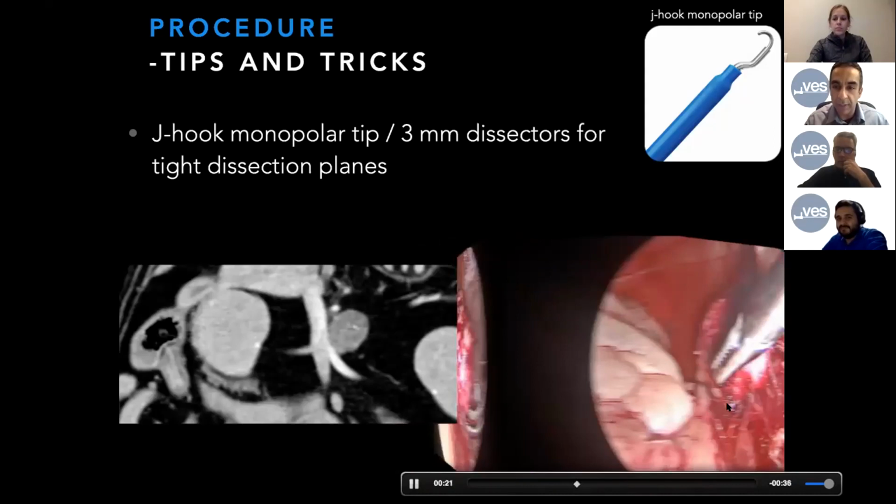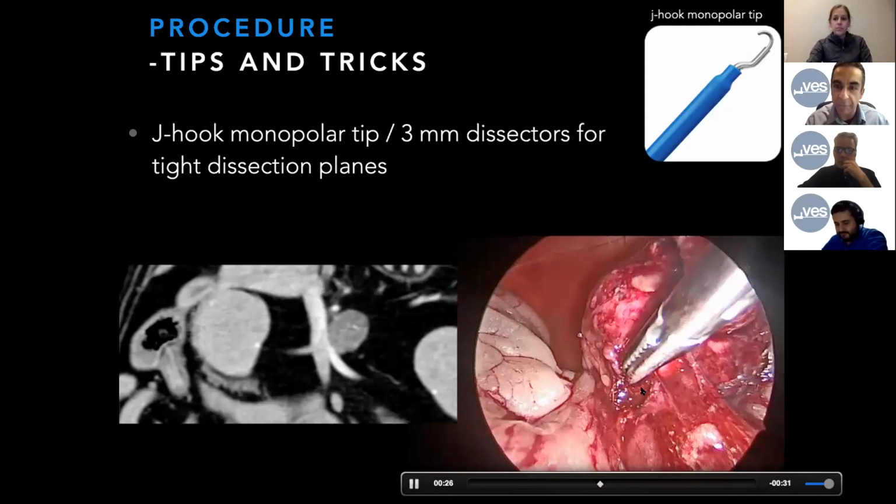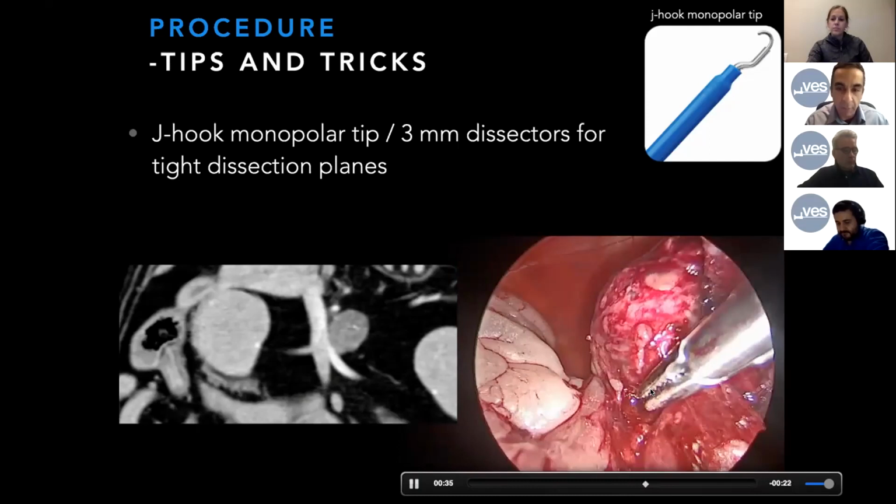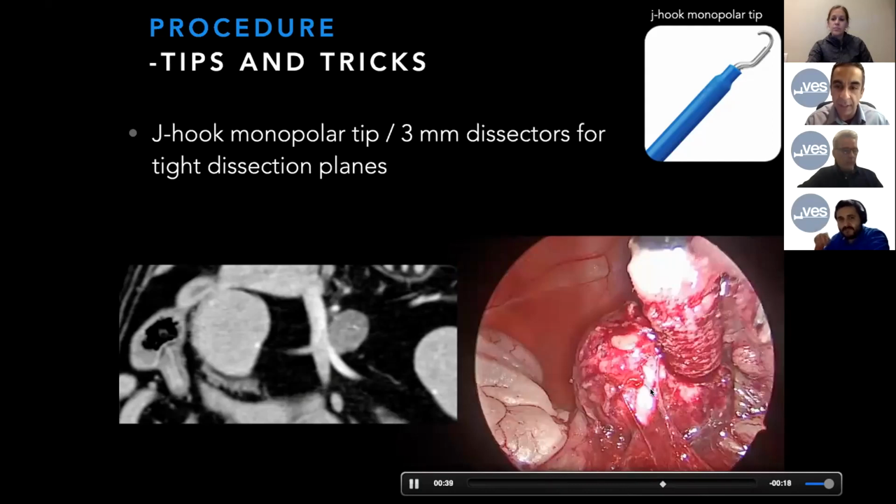Using that 3 millimeter instrumentation again, very carefully, just trying to open up that plane around the phrenico-abdominal vein. And so that's where these small diameter instruments are absolutely essential, I feel, in these cat adrenals.